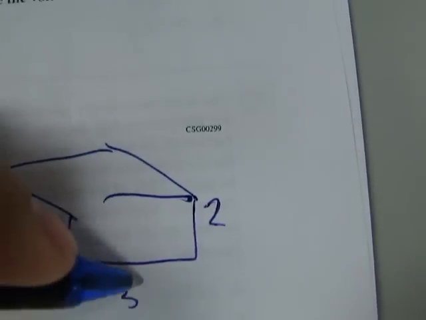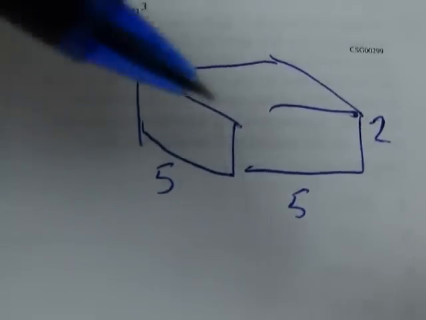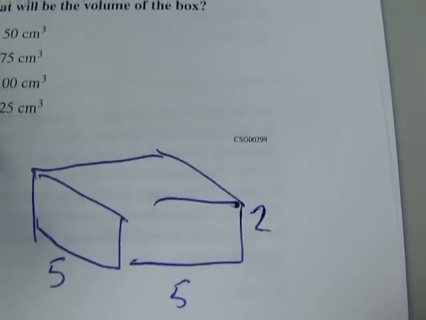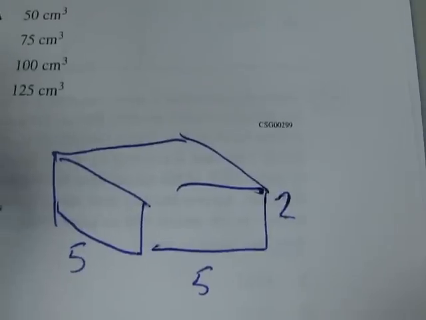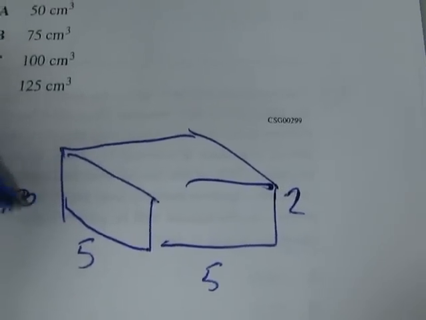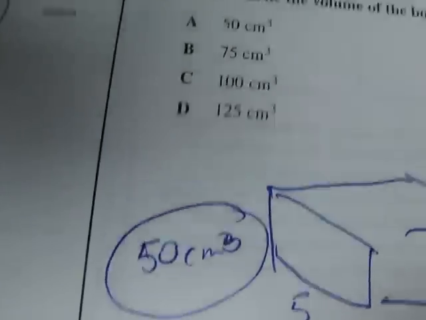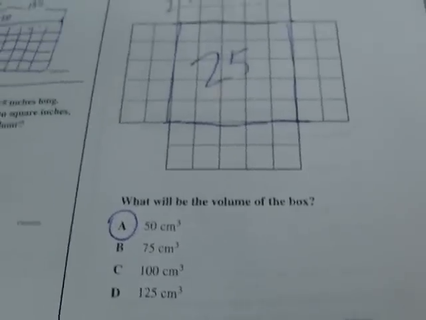This is 2, this is 5, this is 5. So 5 times 5 is 25, times 2 is 50. 50 cm cubed. 50 centimeters cubed will be the volume. So A is your answer.